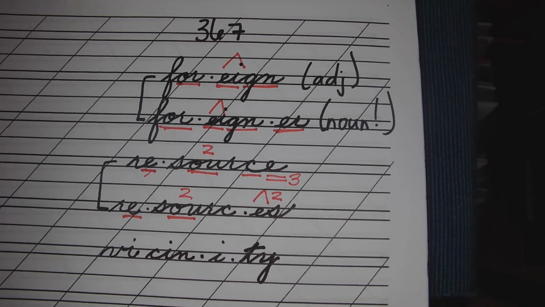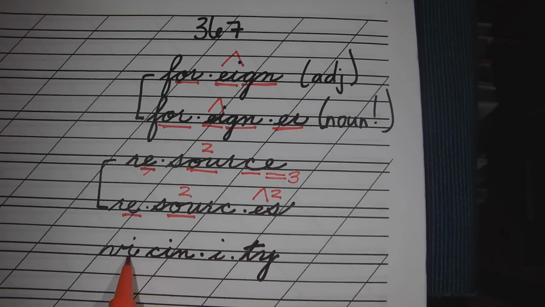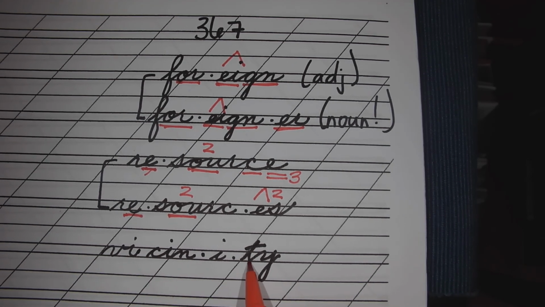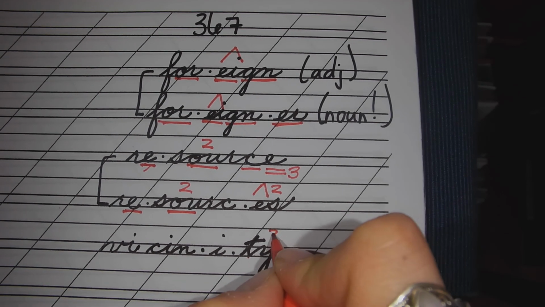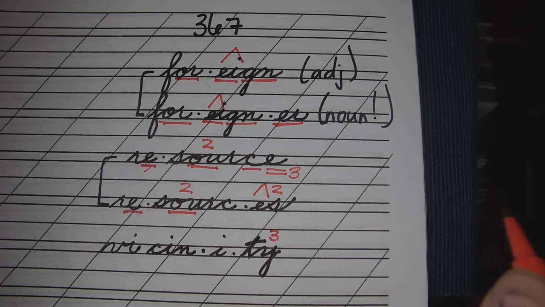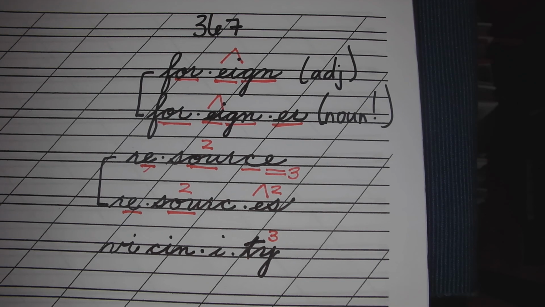Vicinity. Let's mark it. V, I, s, I, n, I, t, e. 3. And I'm noticing that your homework is not marked a 3 there, so you'll have to fix it.